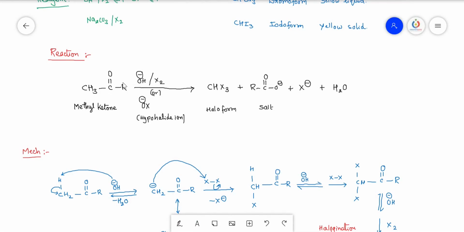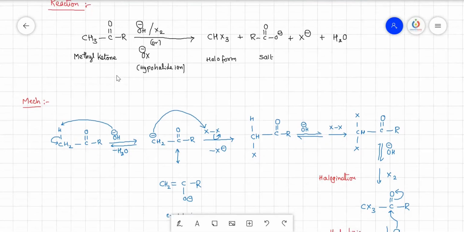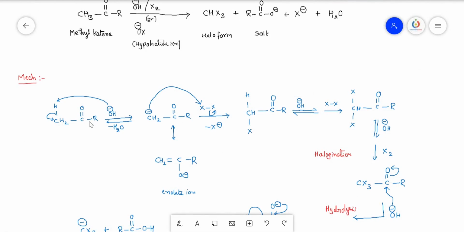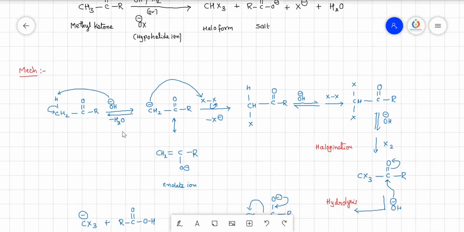In this reaction, let us take the methyl ketone CH3COR. When combined with the base in the presence of the halogen, it gives haloform, salt, halide ion along with a water molecule. Now let us see the mechanism of this reaction. CH3COR combines with the OH minus ion. OH minus ion preferably abstracts the proton from this carbon, which creates the CH2 minus ion.